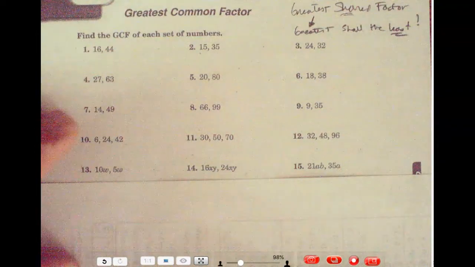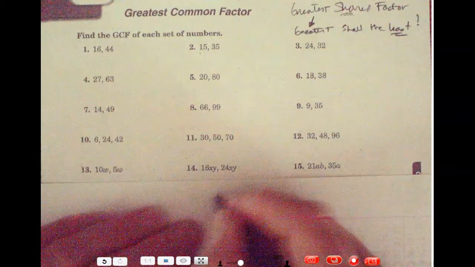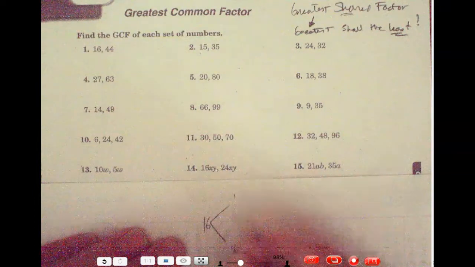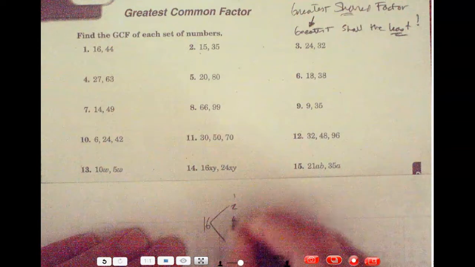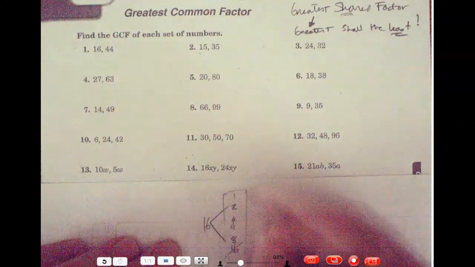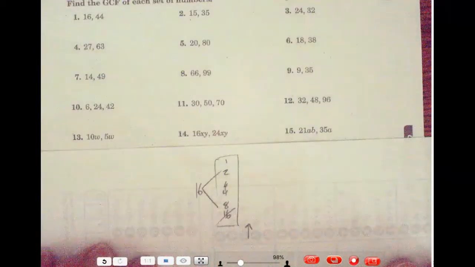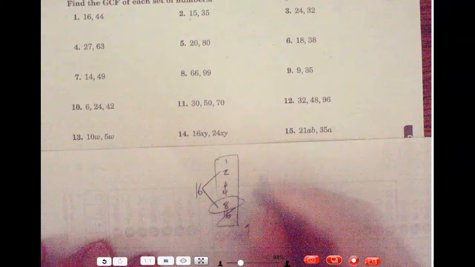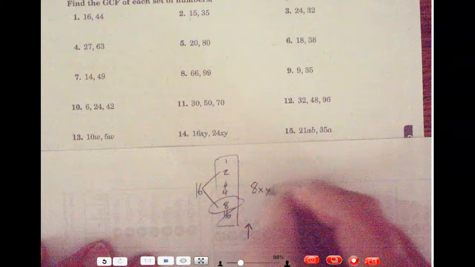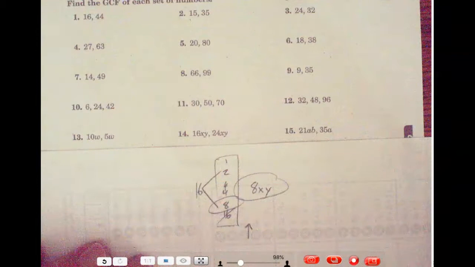You have to factor some out that have multiple letters in. So let's take a look at number 14. Well, take the smallest number. We'll take 16. 1 and 16, 2 and 8, 4 and 4. And we're looking for 24. Well, 16 doesn't go into 24. Start from the bottom. 16 doesn't go into 24, but 8 does. So 8 is the number, the greatest common factor. But then we also have x and y that go into both of those too. So 8xy is the greatest common factor.